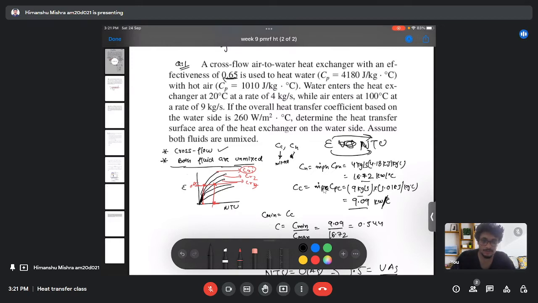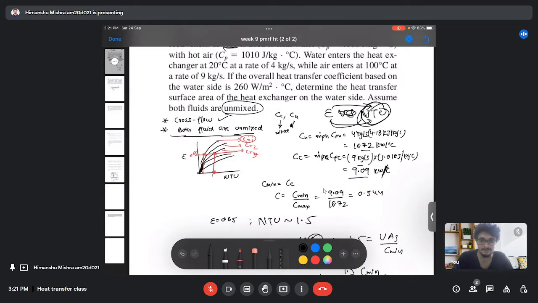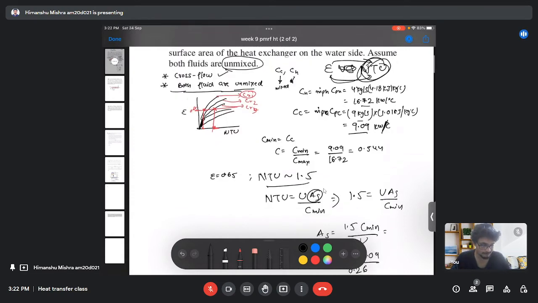Since there are multiple correlations based on whether the fluids are mixed or not, we found that for the unmixed case, it is not possible to find the NTU from the effectiveness correlation, since the expression is very complicated. For when the fluids are mixed, we can use the correlation to find the NTU. But for the unmixed case, we use the effectiveness versus NTU plot. I have shown the plot in the book, and from the plot, we found that NTU is around 1.5.